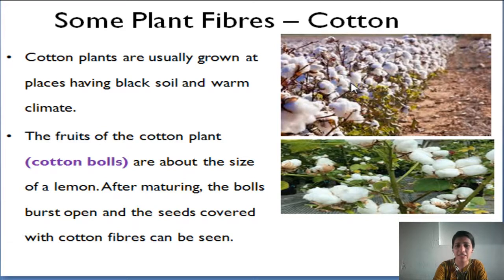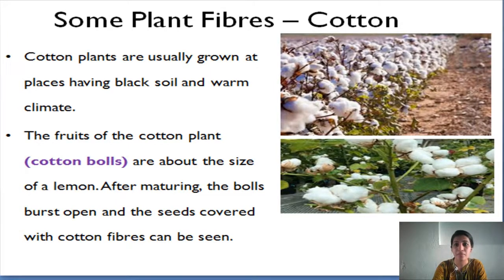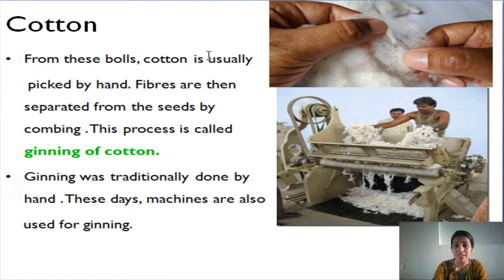After maturing, the balls burst open and the seeds covered with cotton fibers can be seen. So when they burst open, inside you would be able to see the cotton fibers. From these balls, cotton is usually picked by hand. See the first figure.